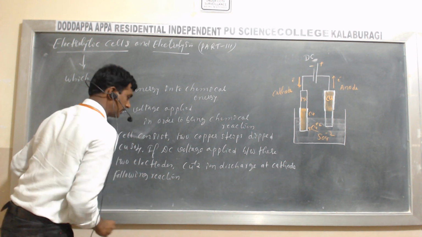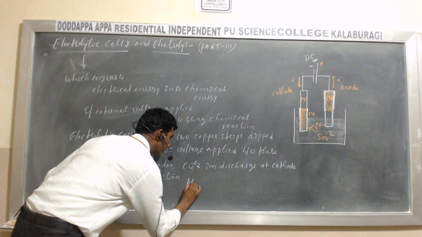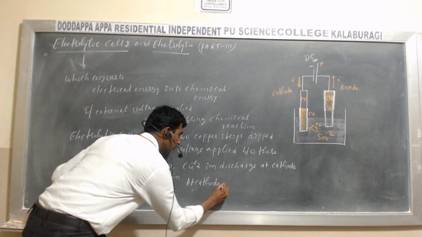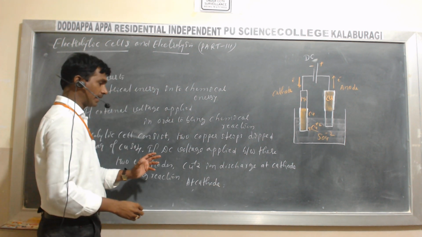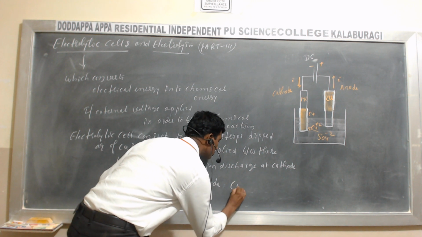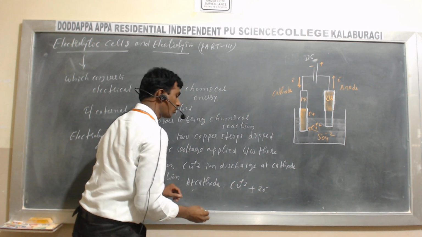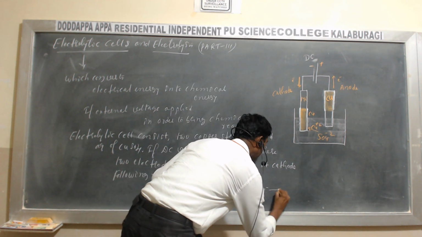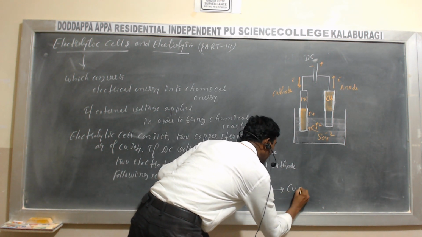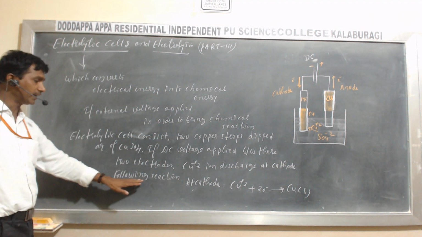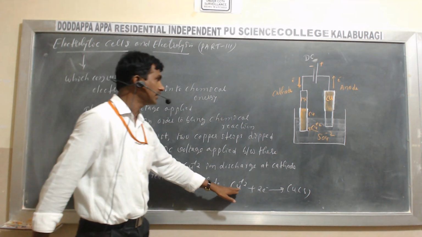The following reaction at cathode: Cu plus 2 plus 2 electrons. This is the reduction of copper 2 plus. At the cathode, it gives solid copper. So this is the reaction which takes place at the cathode.